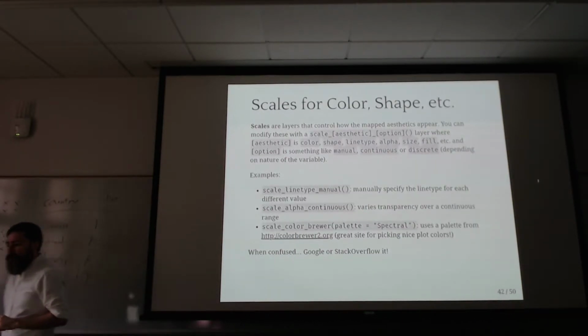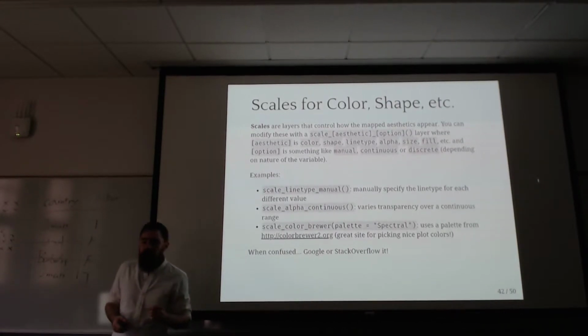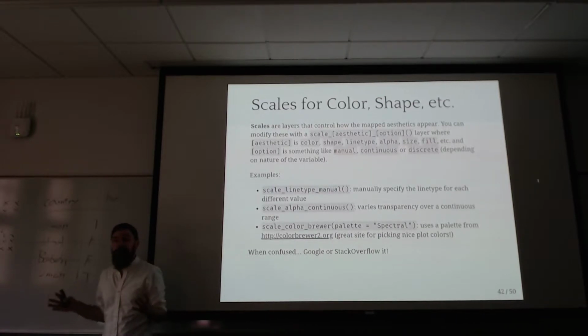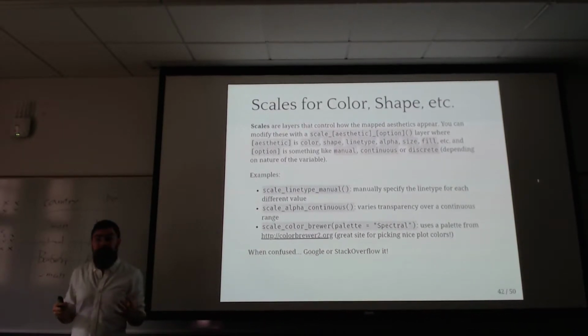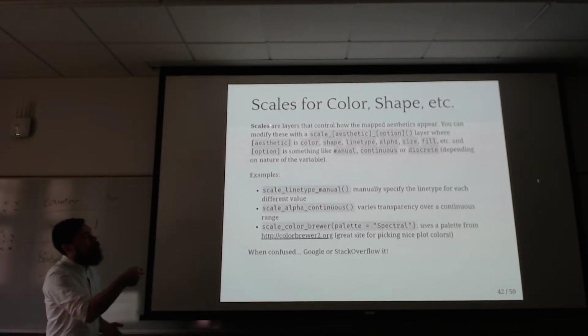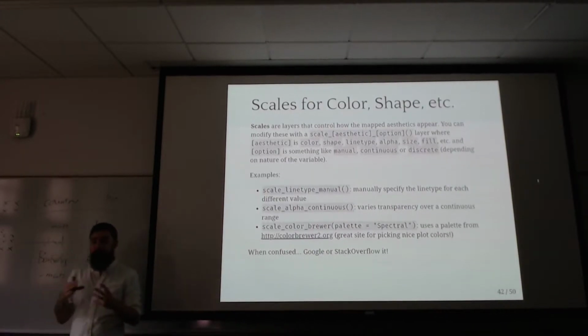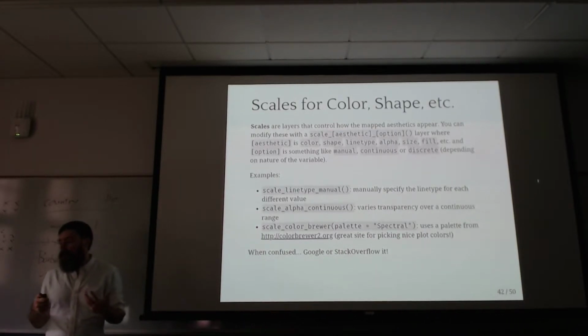Okay, so if you want to control the colors of, say, a continuous range of things, like you want to fade something based on values across a gradient, you can do things like that using stuff called scales. Scales are layers that you add to your plot that will control how some mapped aesthetic appears. So you can do things with, say, color.